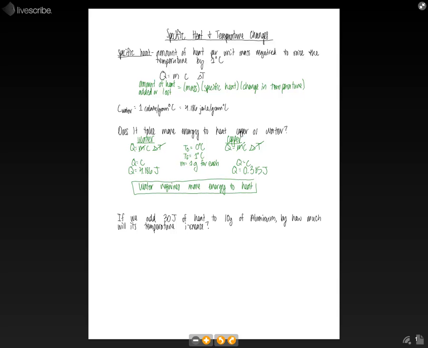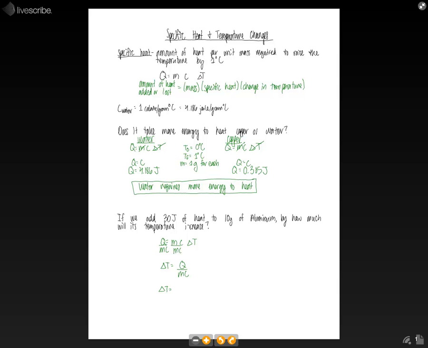So that is how we would solve that problem. The next problem says if we add 30 joules of heat to a 10 gram sample of aluminum, how much would its temperature increase? So again, we'll start with our Q is equal to mc delta T equation. We're going to rearrange this so we can solve for our change in temperature. So that'll be equal to Q over mc.